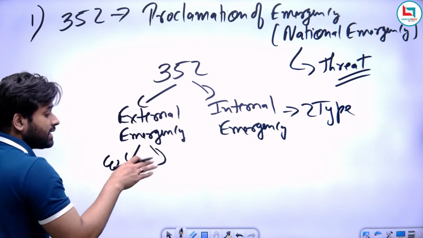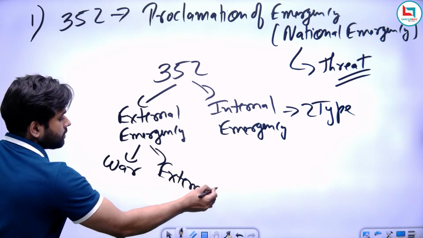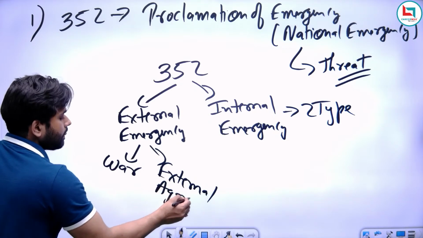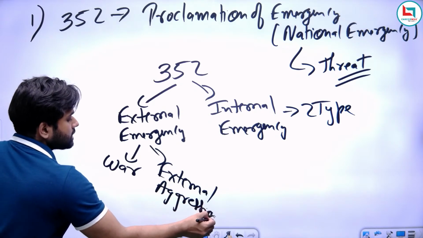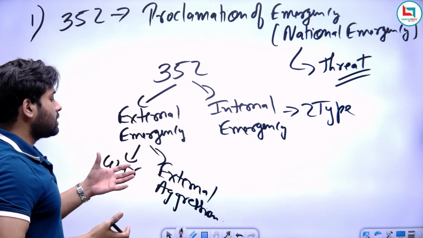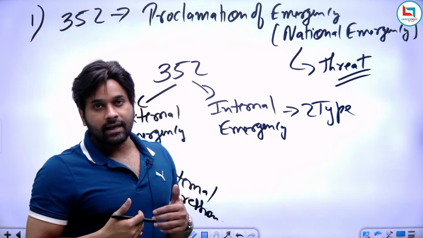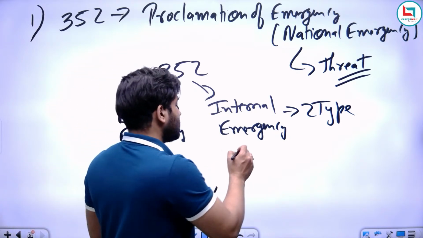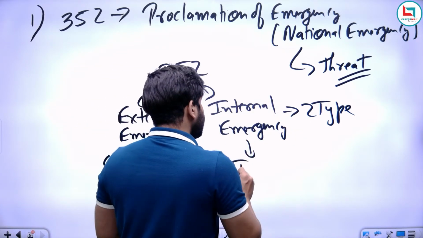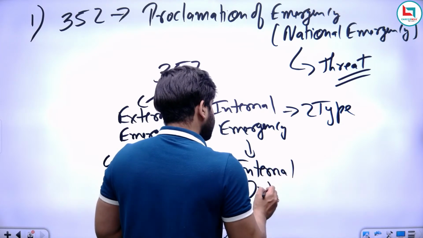Now there is one more threat that is coming from outside, and that is external aggression. So remember, when I say the threat is coming from outside the country, the names of that threat are war and external aggression. And when I say the threat is coming from inside the country, the name for that threat, earlier, was internal disturbances.